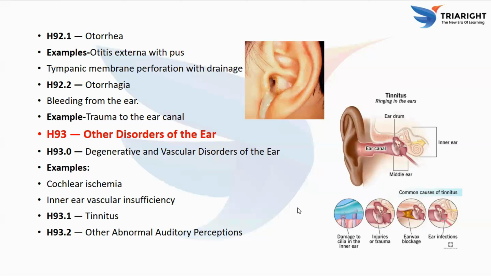So what are the common causes of tinnitus? Damage to the cochlear hair cells, trauma or injury, earwax blockage, and ear infections. These factors irritate the auditory pathways through which the brain interprets the disrupted signals as a sound, nothing but ringing. Okay, so whenever tinnitus is diagnosed within the patient record, you have to assign the code H93.1. So next code is H93.2, which is for other abnormal auditory perceptions.